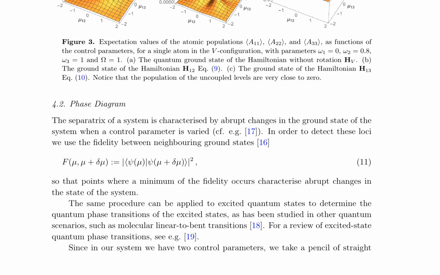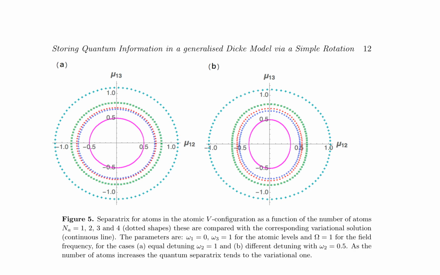This invariance is demonstrated in Figs. 4-6, where the stability and equilibrium properties are shown to be the same for the original and rotated Hamiltonians. The expectation values of the atomic populations are depicted in Fig. 3, illustrating the negligible population of uncoupled levels.